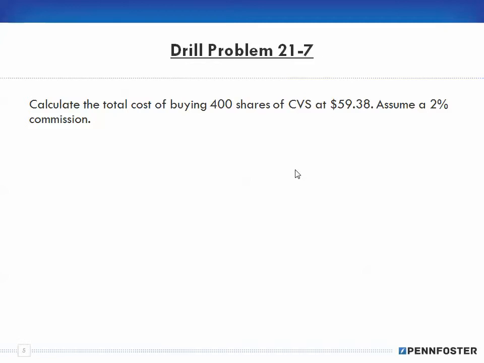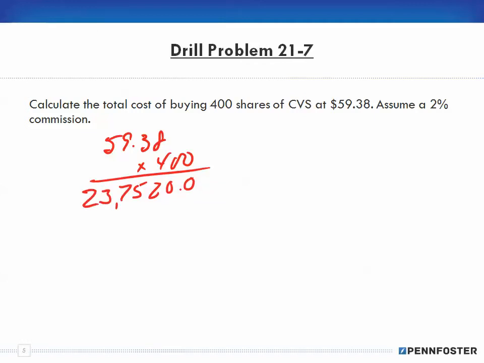All right, it says calculate the total cost of buying 400 shares of CVS at $59.38 and assume a 2% commission. So this is pretty much the same as our first problem, except in the first problem we didn't have a commission. So you're taking the $59.38 and multiplying it by 400 shares to get your total cost of the shares. $23,752 is the price of the shares.